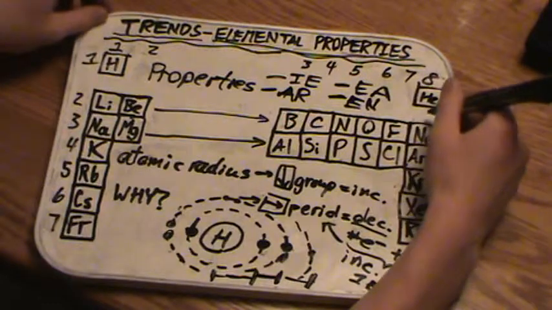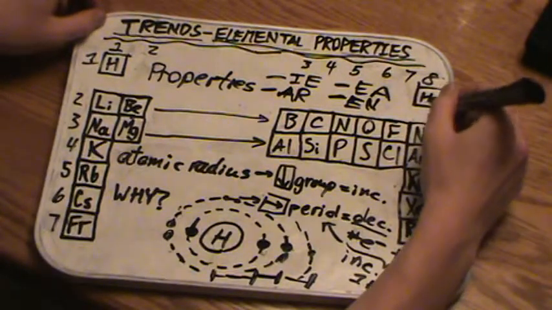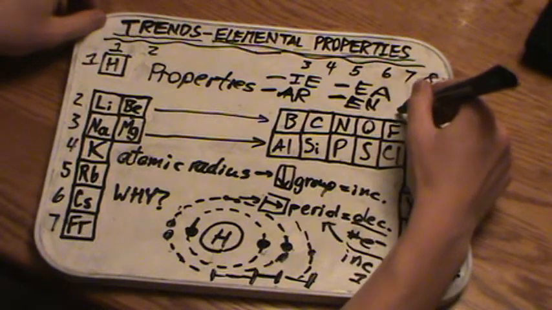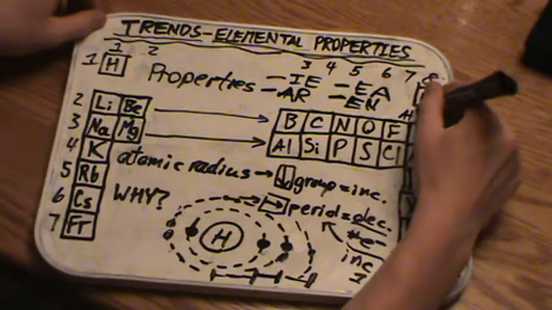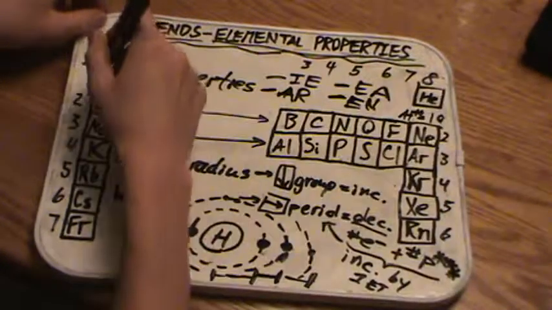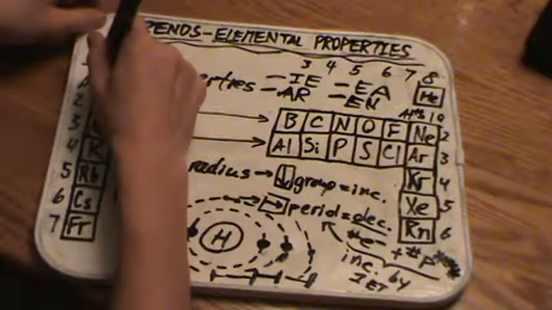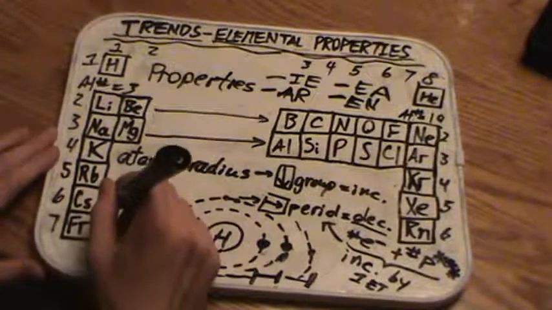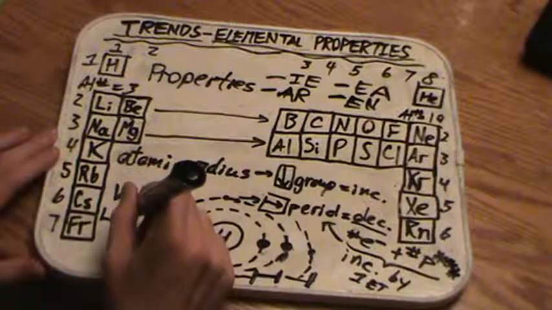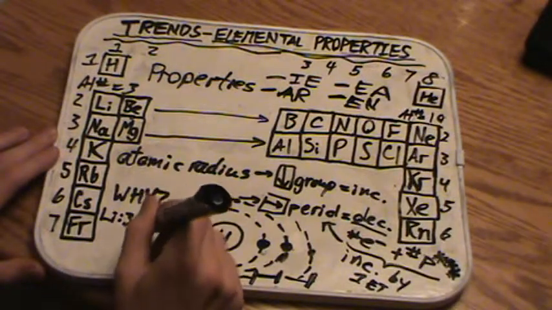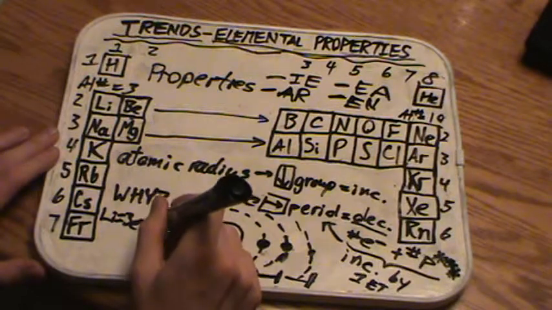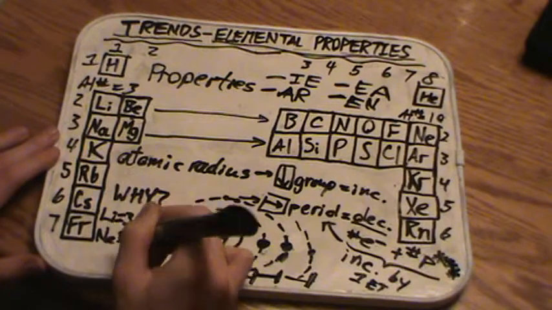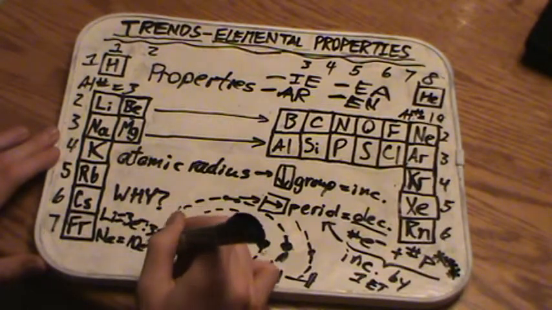So as we know, this neon atom has 10 protons. It is atomic number 10. Whereas lithium is atomic number 3, which means that it has 3 protons. And so lithium has 3 electrons to 3 protons, whereas neon has 10 electrons to 10 protons.